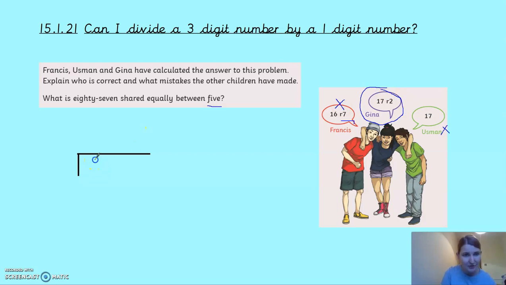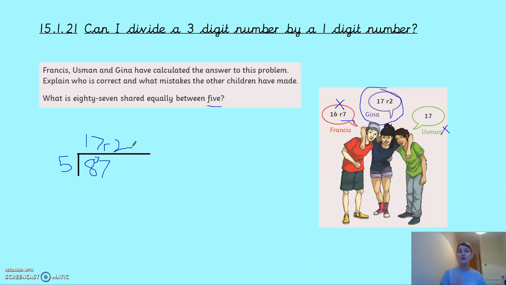So let's have a look. We've got 87. Put the number I'm dividing in the bus stop, my 5 on the outside. How many groups of 5 can I make out of 8? I can make 1 group and I'll have 3 left over. Now I've got 37 because I've carried that 3. How many groups of 5 can I make out of 37? Well, 7 lots of 5 are 35, so that'd be 7 groups. But then, like Gina said, I'm going to have 2 left over.